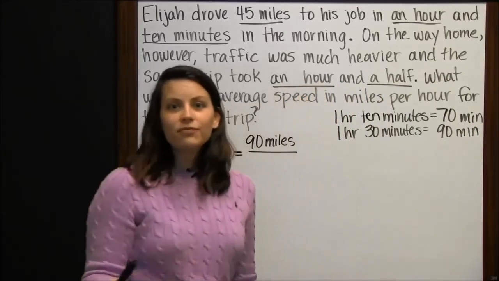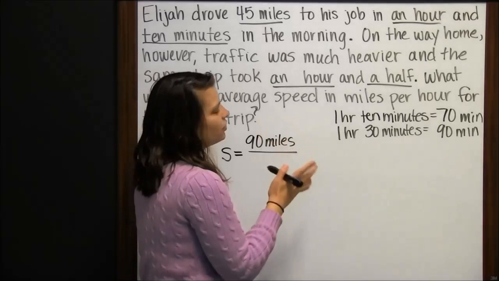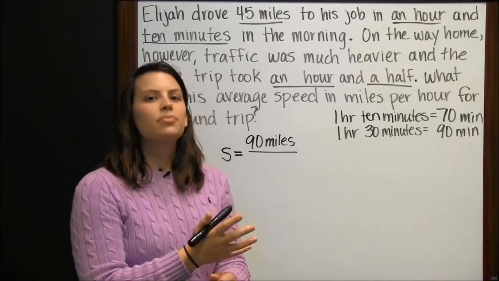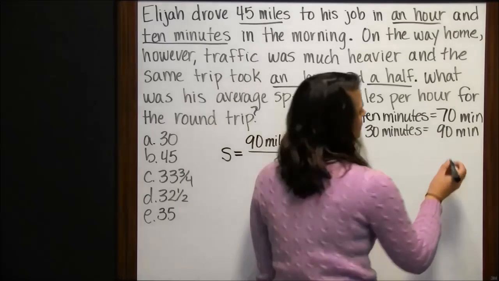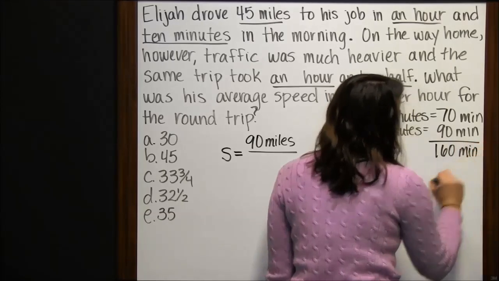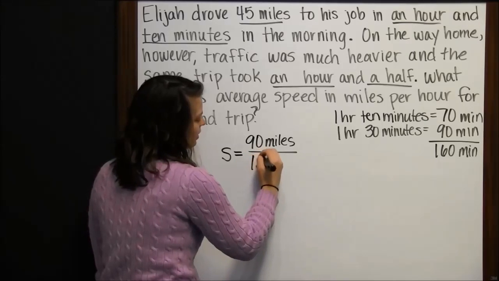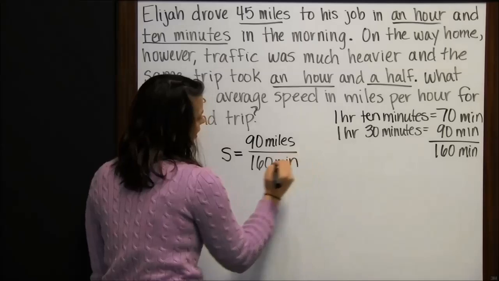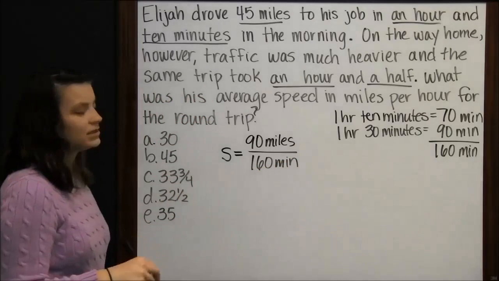And I'm converting the time into minutes just because it makes those units easier to work with. When you've got hours and minutes together, it's easier just to bring them all into that same unit of minutes. So 70 plus 90 is 160 minutes for his total travel time. So again, to calculate his speed, we need to divide his total distance by his total time. So 90 miles divided by 160 minutes.